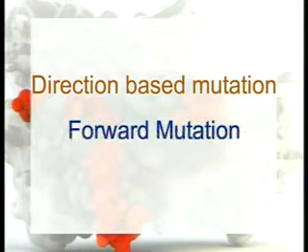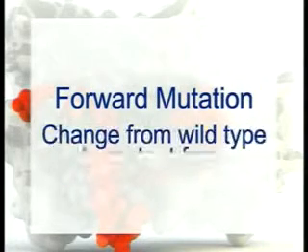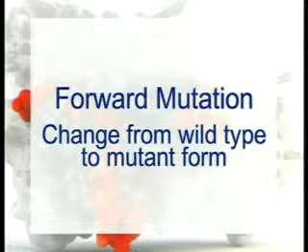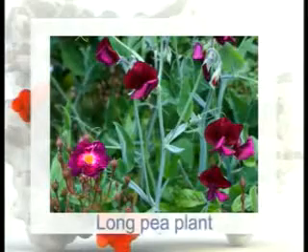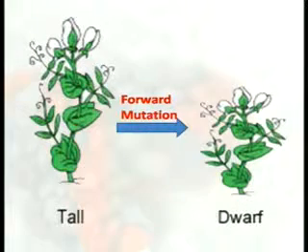Number 1, mutation based on direction: forward mutation and reverse mutation. Now, what is forward mutation? The change from wild type to mutant form is called a forward mutation. For example, the wild type long pea plant got mutated to dwarf plant, and this dwarf plant does not revert back to long pea plants.